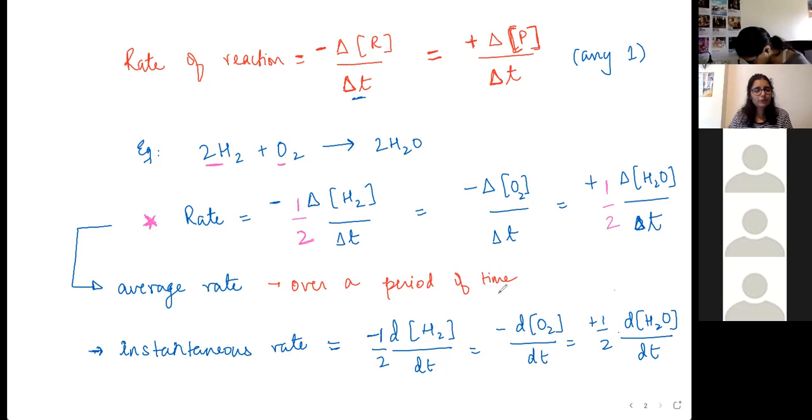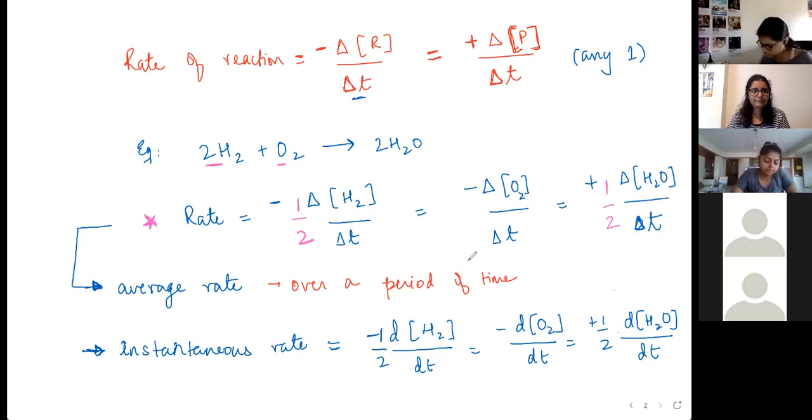If you are taking it over a period of time, like delta T is T2 minus T1, you get the average rate, the average over the whole period of time. And if you're calculating it at a specific instant, at T equal to 5 seconds, what is the rate, then you take the differential of the same thing. Very similar to average velocity and instantaneous velocity.